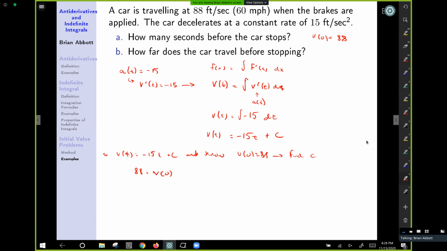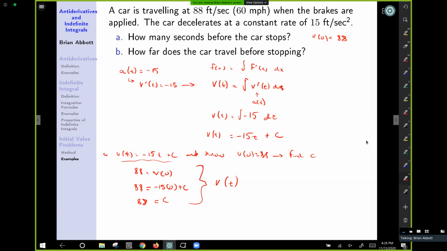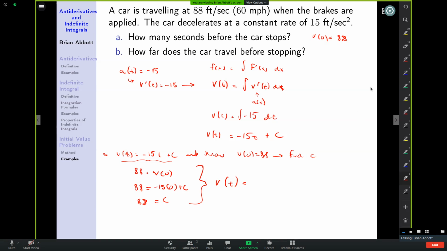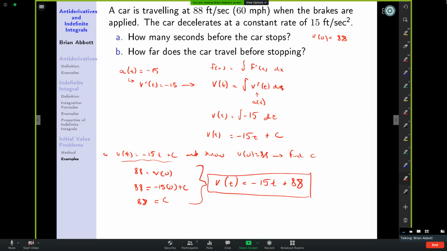Okay, so what is that? Velocity evaluated at time 0 is this function above evaluated at time 0: negative 15 times 0 plus c. That gives us that c has to be 88. Putting this all together, now we have a concrete, definitive, single answer, not infinite possibilities for a velocity formula. Velocity is equal to negative 15 times t plus 88. That seems fairly important, so we'll go ahead and circle it.